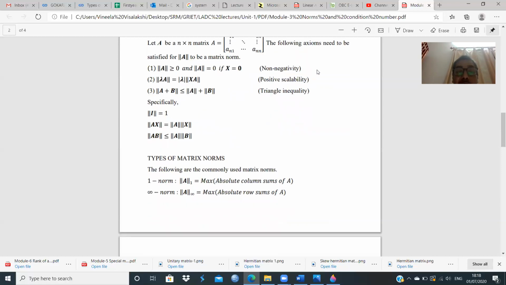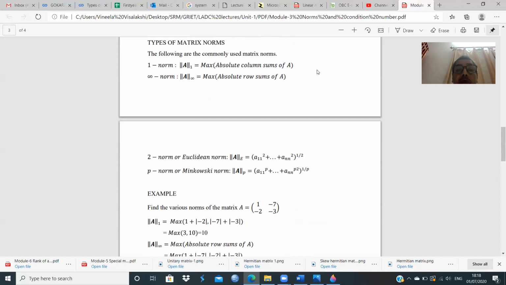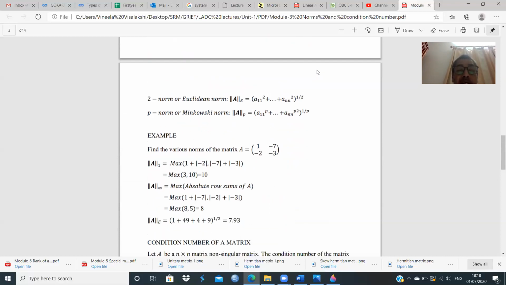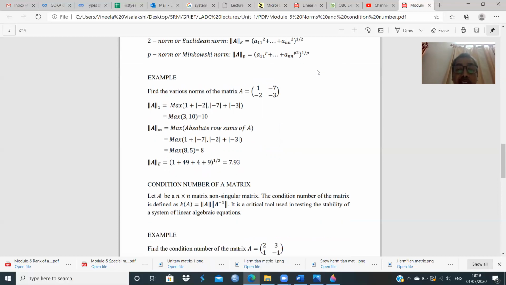Just as in the case of vectors, we can also have different types of norms for matrices: the 1 norm, the infinity norm, the 2 norm, and the p norm. So those are the definitions. Using these definitions, let us take a 2 by 2 matrix and compute the various norms. The 1 norm yields 10, the infinity norm yields 8, the Euclidean norm yields 7.93. As you can observe in this case, once again the 1 norm yields a very high output. The Euclidean norm settles somewhere between the infinity norm and the 1 norm.